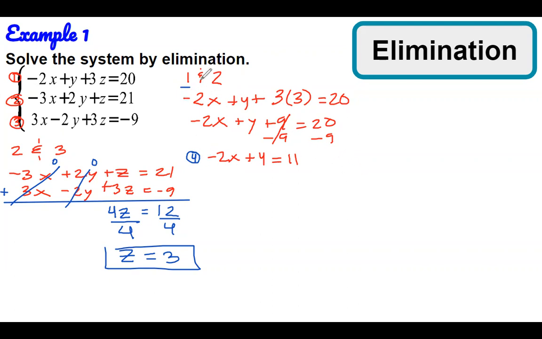Okay, let's do the same with equation number 2. Now this one. Substitute the value of z. So we have negative 2 right here. Sorry, negative 3.